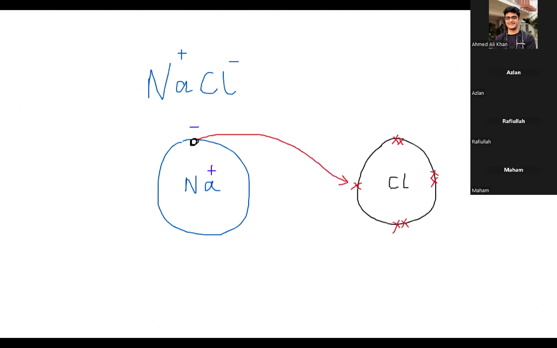So chlorine gained that electron from sodium, right? So it comes here, and it is just lost from here, right? So now sodium has the inner 8 electrons. Okay, so this outer shell is now finished.